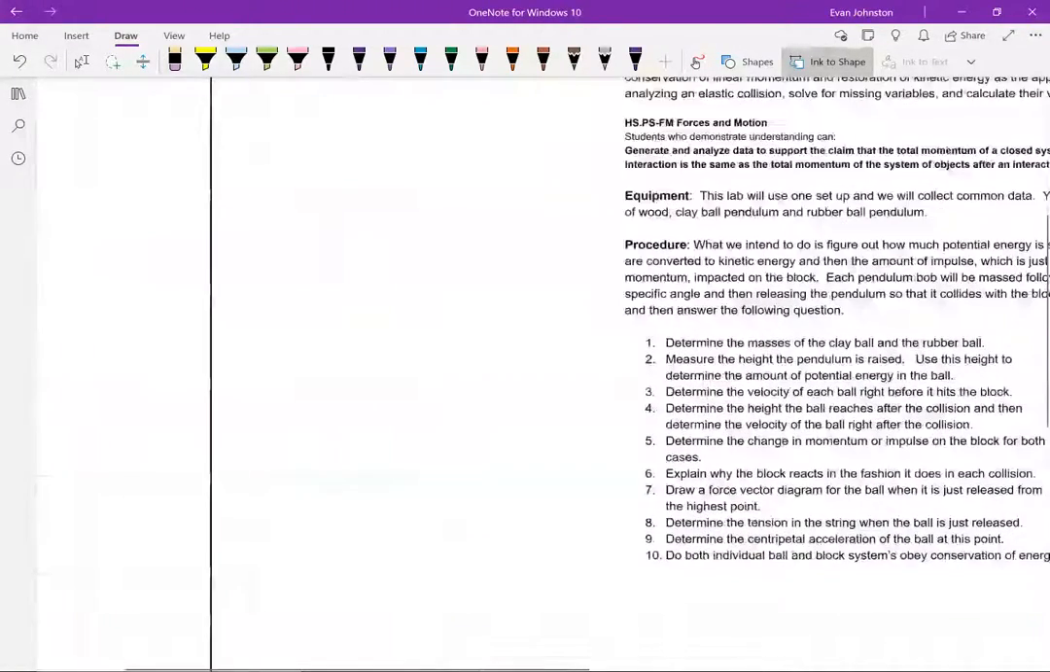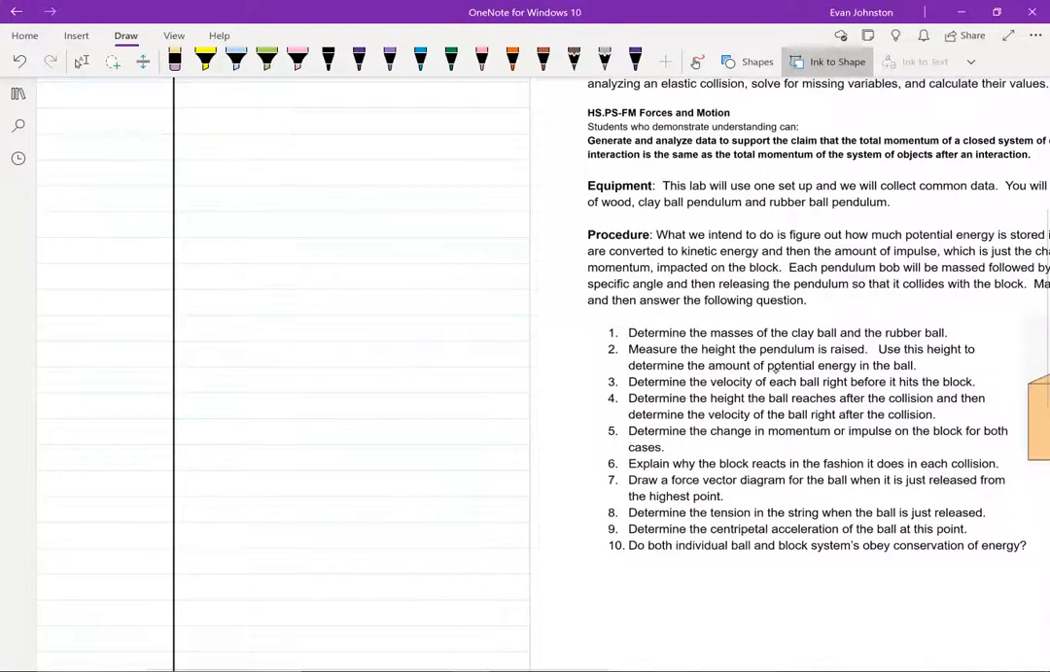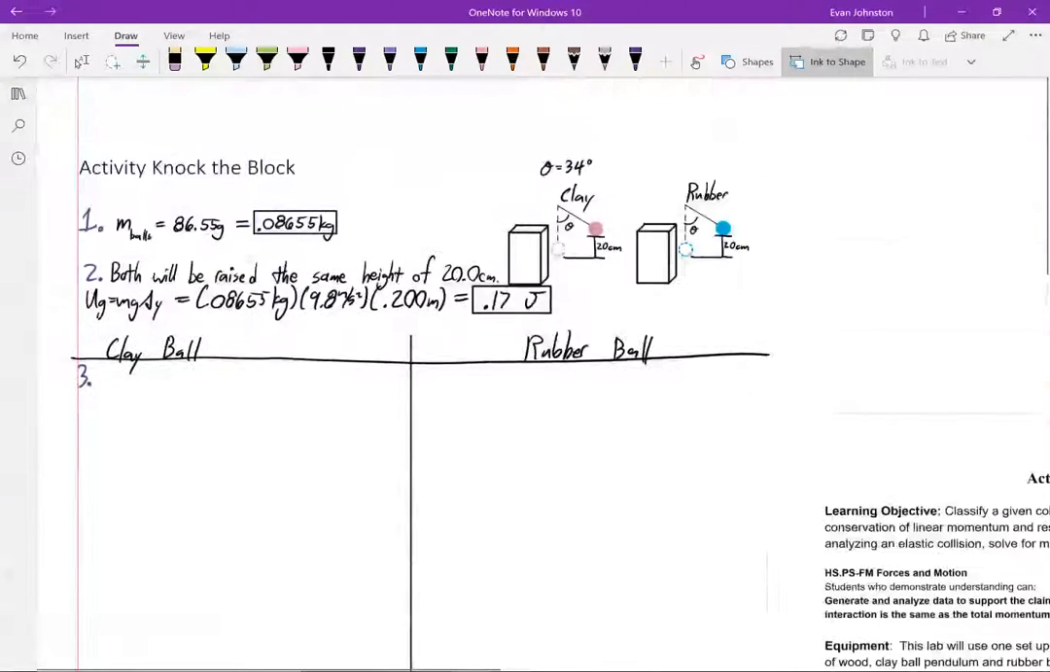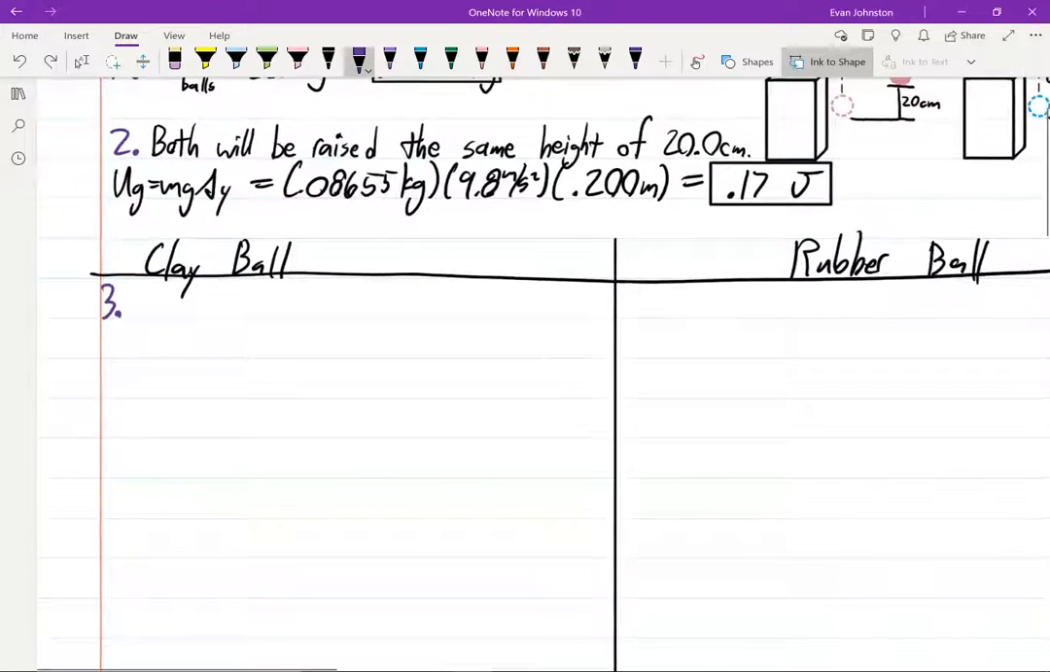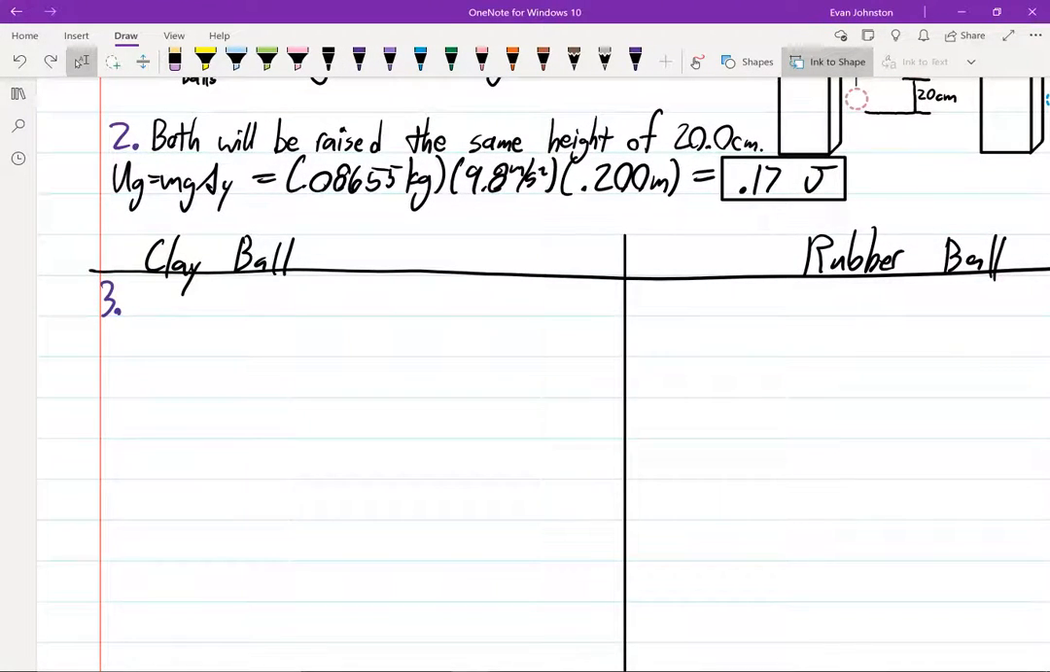So 3 is saying, determine the velocity of each ball right before it hits the block. If we think about it, it's all potential when it's up here. It's all kinetic when it's about to slam in. And we know that energy is one of those things that's conserved. So we can really easily just apply conservation of energy, because energy is conserved.